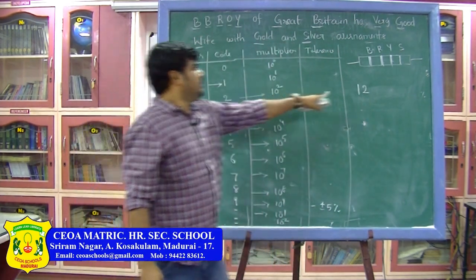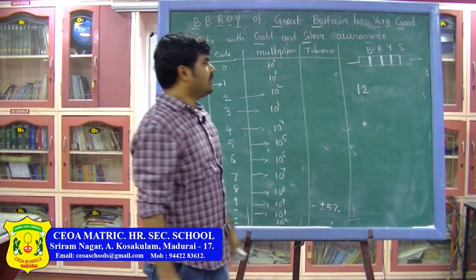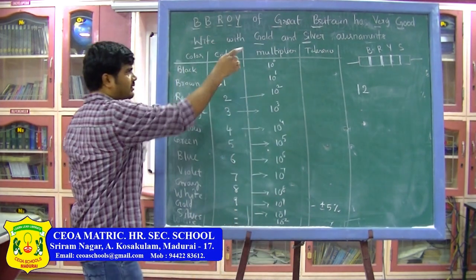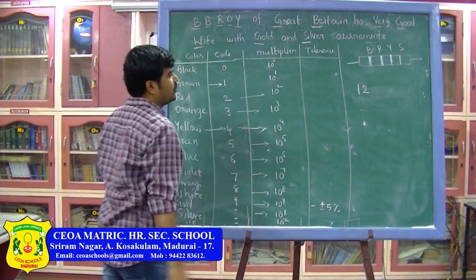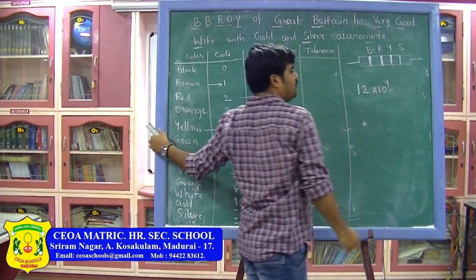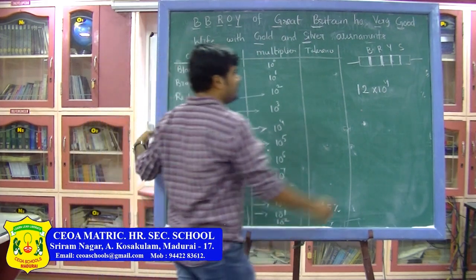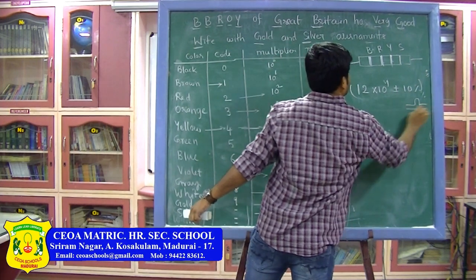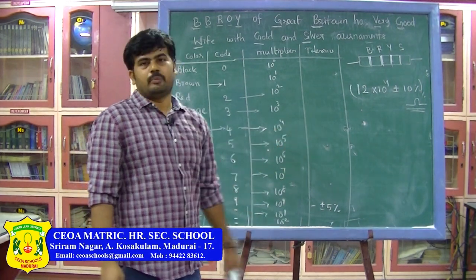So 1, then the second color red has code 2, and then the third band indicates the multiplier. What is the third color? Yellow. So the yellow multiplier is 10 to the power of 4. So 12 into 10 to the power of 4. The fourth color indicates the tolerance, that is silver, and I told you silver tolerance is plus or minus 10%. So the value of resistance is 12 into 10 to the power of 4 plus or minus 10%.